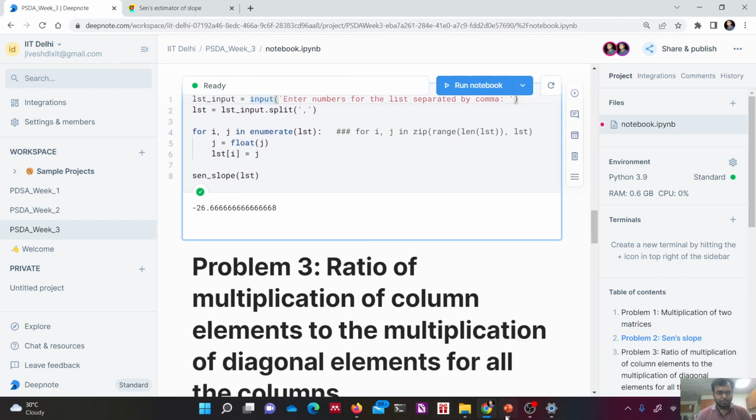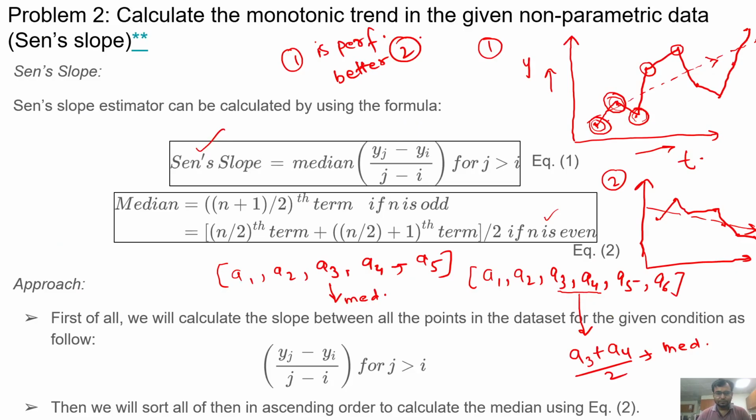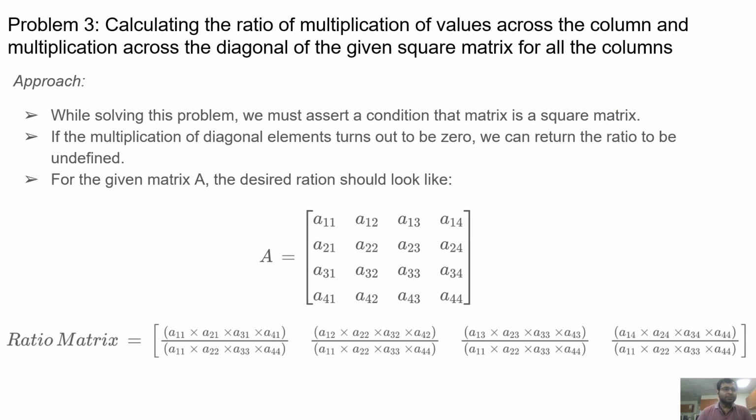So, next problem, or the last problem of the day, is: we want to calculate the ratio of multiplication of elements across the column, and multiplication across a diagonal of a given square matrix, for all the columns. So as an output, we want a matrix. Let us say we have a matrix A. This is the first row, second row, third row, fourth row. This is our first column, second column, third column, and fourth column. This is actually our diagonal.